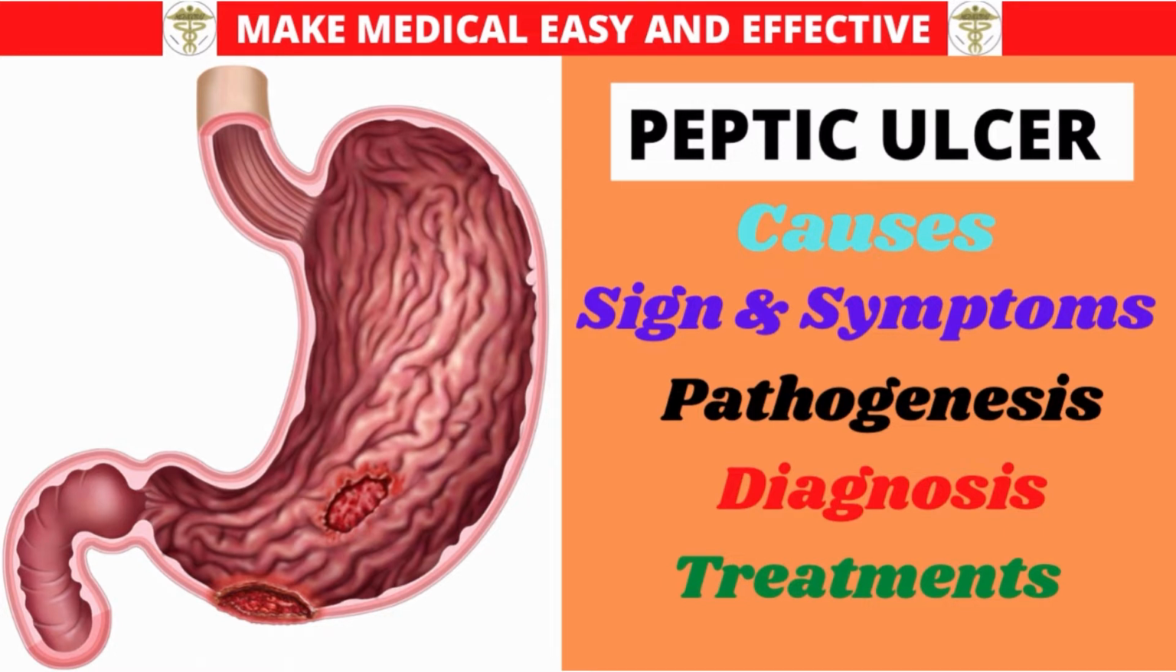First of all, I will discuss what a peptic ulcer is and how it occurs. Then I will discuss the causes of peptic ulcer and what signs and symptoms you will see in the patient, and how bacteria like Helicobacter pylori cause pathogenesis in the stomach and duodenum. After that I will discuss the diagnosis, how we detect these bacteria, and also different investigations like ultrasound, CT scan, MRI, and lastly the treatment and complications of the peptic ulcer.